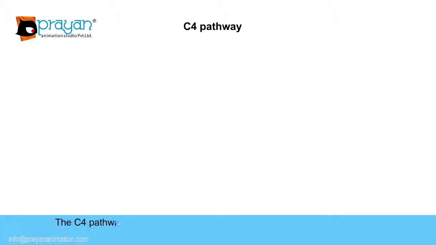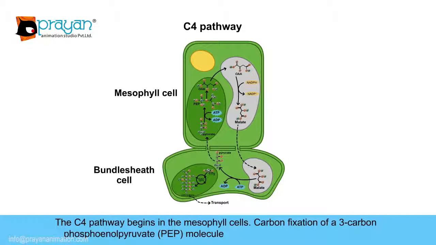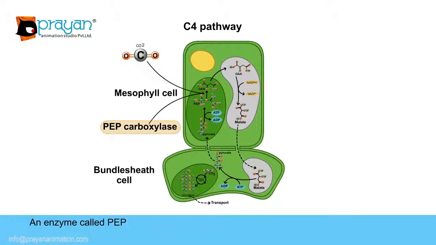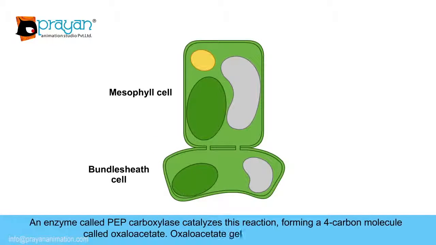The C4 pathway begins in the mesophyll cells. Carbon fixation of a 3-carbon phosphoenol pyruvate (PEP) molecule with a CO2 molecule takes place. An enzyme called PEP carboxylase catalyzes this reaction, forming a 4-carbon molecule called oxaloacetate. Oxaloacetate gets rearranged into malate.